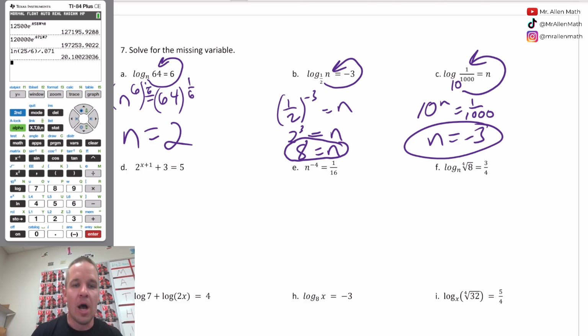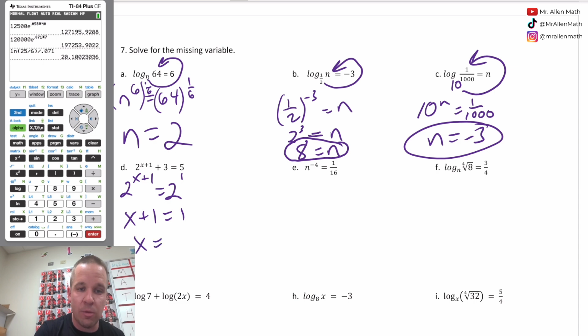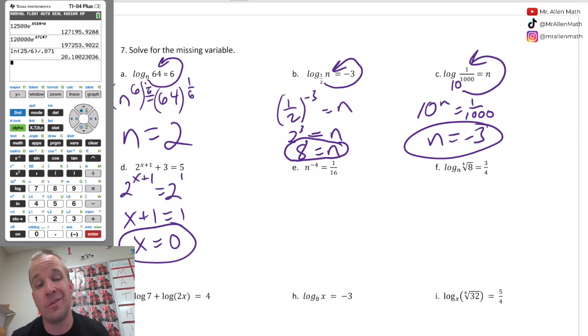All right, cool. Next one, we got 2 to the x plus 1 equals 2. So, like bases, right? 2 to the x plus 1, 2 to the 1st. So I'm going to get x plus 1 equals 1. I get x equals 0. Nice, beautiful. And if you plug that back in, you'll see it does work because I'd get 2 to the 1st, which is 2, plus 3 is 5.